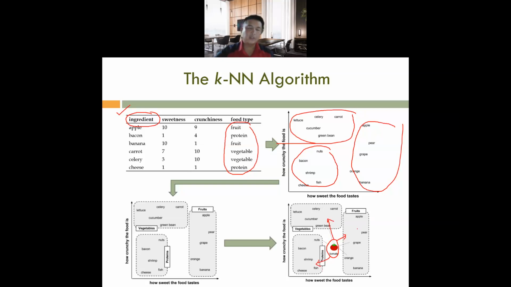And it also depends on what K is. So if K equals 1, your class will be different. If your K is 5, your class might be different.